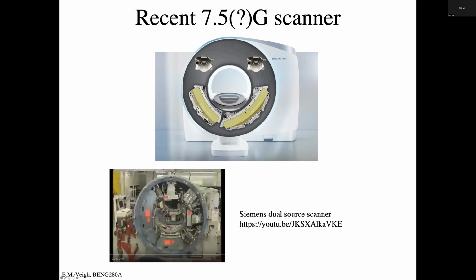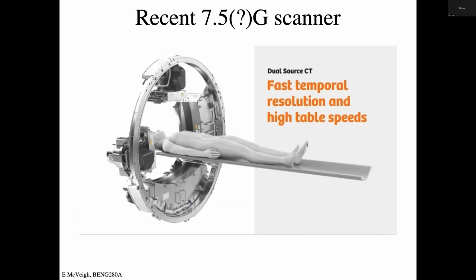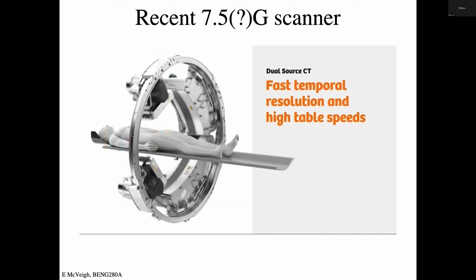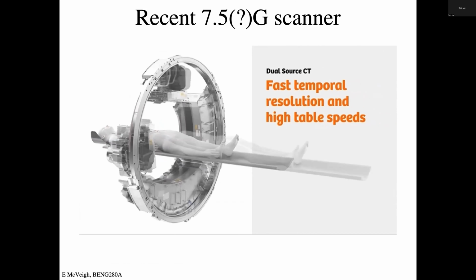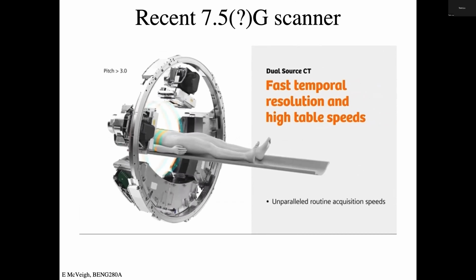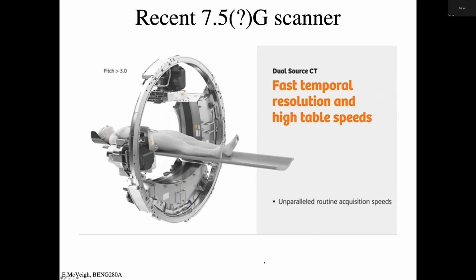So that's called a dual source scanner. What is this fast? Oh yeah, this just shows, in real time, what it looks like when you scan a patient. It goes zoop, like that. That's a relatively slow table speed.